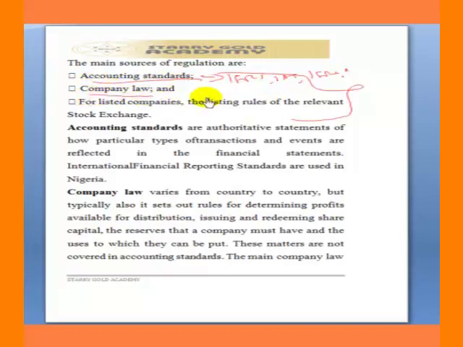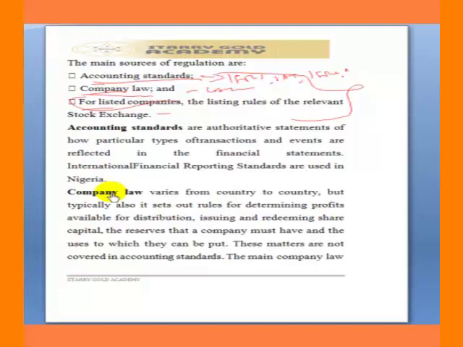Also, we have company law. In Nigeria, there is the Companies and Allied Matters Act of 2004 that currently governs the affairs of all companies in Nigeria. Then that's the second. The third one is that for some industries that are listed, they have a regulator that governs their operations. For example, for listed companies in Nigeria, we have the stock exchange. For banks, we have BOFIA. For insurance, we have NAICOM. So all these other industries have their own separate rules. So there are three: we have accounting standards, we have company law, and we have some listing rules for some separate entities. These are the various sources of regulation.